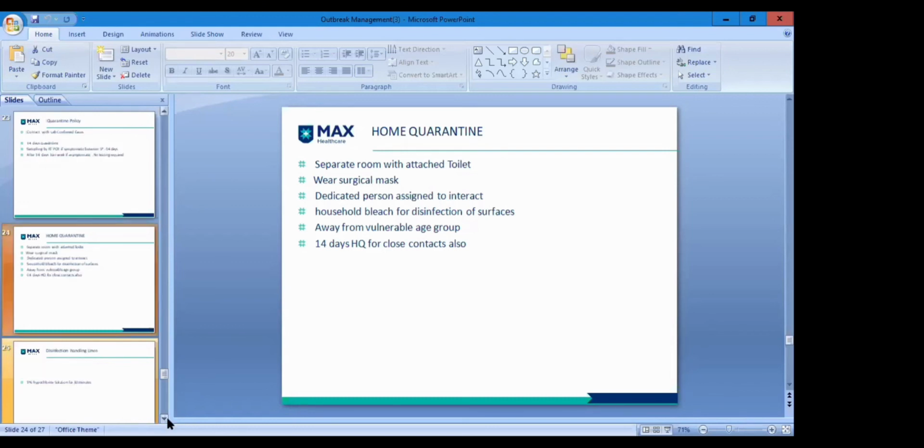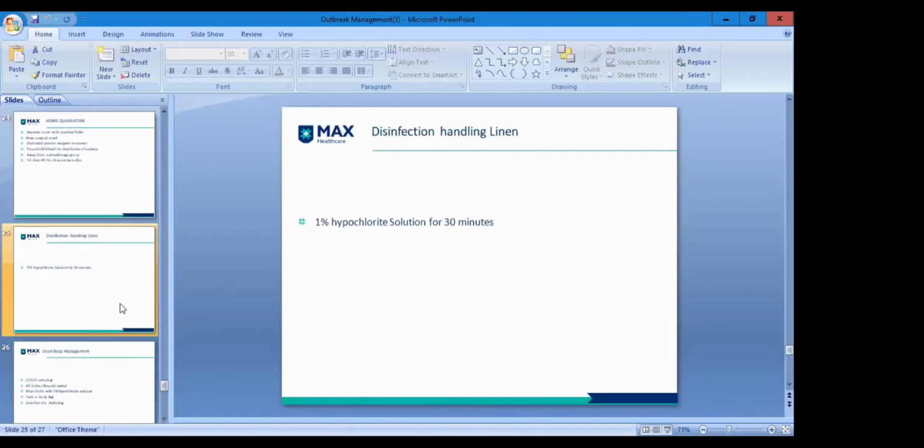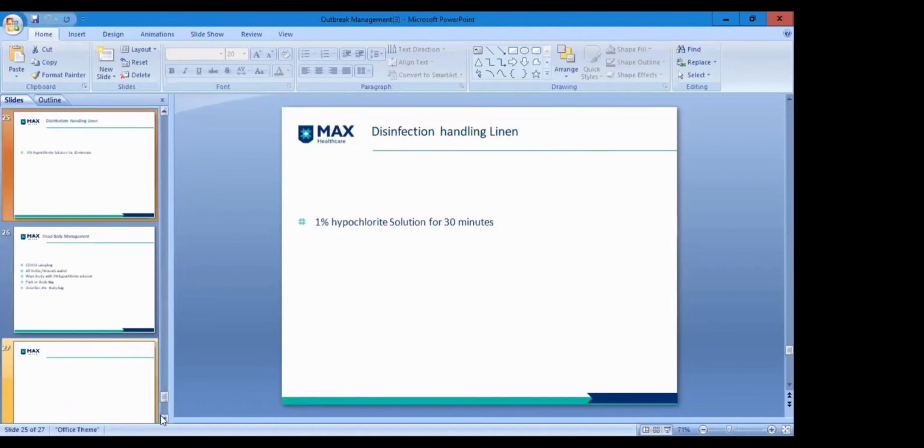Especially old age people along with comorbid conditions should have been kept away from the vulnerable age group, and 14 days for close contacts. This was initially in the first period, and then this was changed so that nothing is required in case of prophylaxis. Then disinfection handling, even after home quarantine. In case of hospital, we would disinfect with 1% hypochlorite solution for 30 minutes and then send it for laundry. In case of home quarantine, we would wash it with Lysol or with hot soap and water. Disinfection of every linen needs to be done.